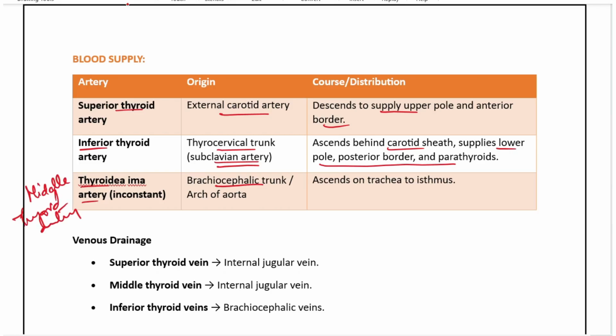It's a branch from the brachiocephalic trunk or the arch of aorta. It ascends onto the trachea and to the isthmus. Coming to the venous drainage, okay, we have superior, middle and inferior thyroid veins. The superior and middle are branches of the internal jugular vein, while the inferior is a branch from the brachiocephalic vein.